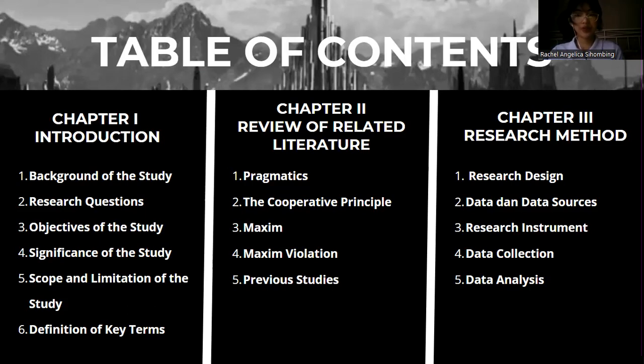And then the last one, the research method that I will use. There are 5 subchapters. The first one, research design. The second, data and data sources. The third, research instrument. The fourth, data collection. And the last one is data analysis.